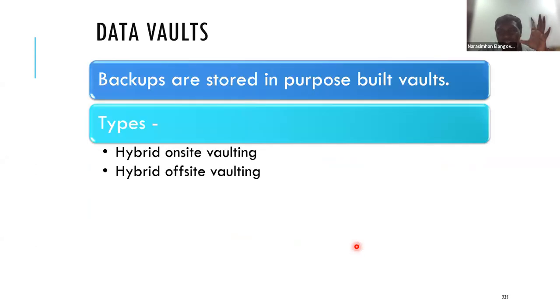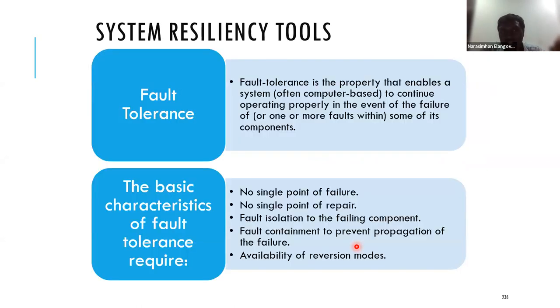Last is data vault. Data vault is basically a physical storage device where you're keeping the data, whatever is backed up, so that you know it is free from electromagnetic interference and whatever. And this can be an on-site or an off-site mechanism.